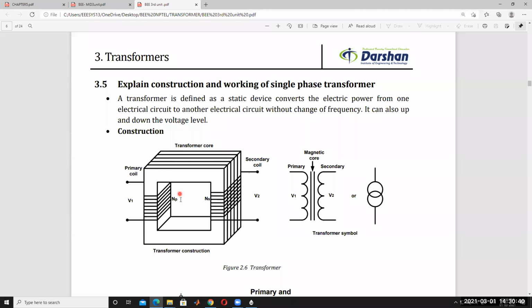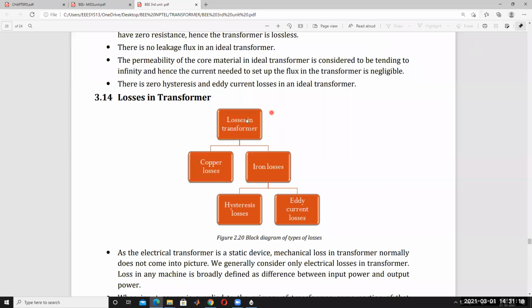The hysteresis losses occur because of the transformer core, and they depend on the type of core material. If you use a high permeability material, the losses are less. So the transformer losses are copper losses and iron losses, and the iron losses are hysteresis losses and eddy current losses.